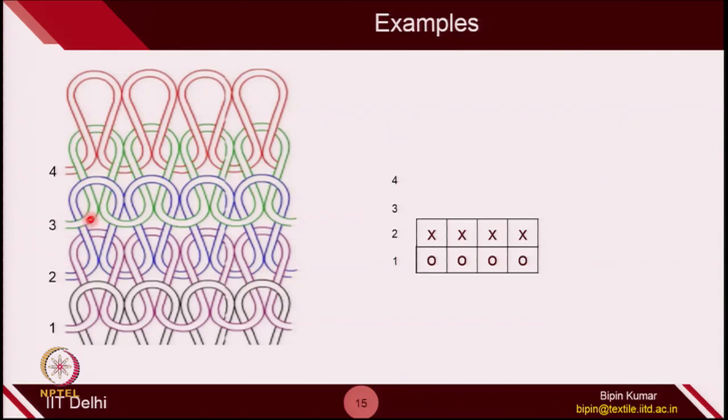Again you see the green one, all green loops are being formed on the back side of the blue ones. So, this is called technical back. And finally, the red one, which you can easily observe is being formed on the front side of the green loops. So, which is called cross. So, the entire fabric structure can be represented by a simple table or box diagram.